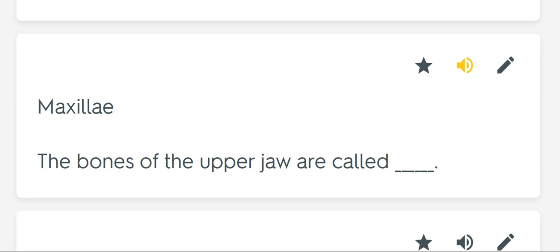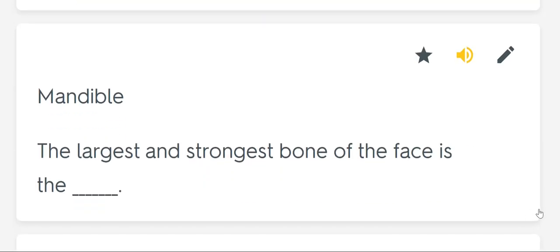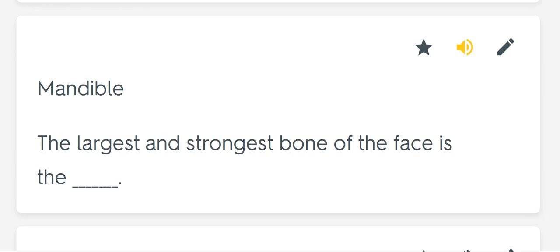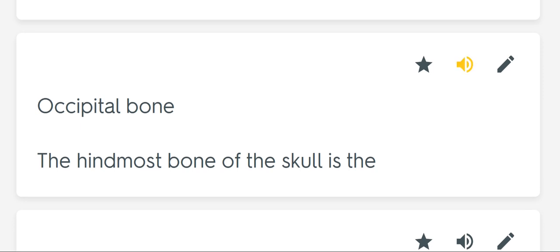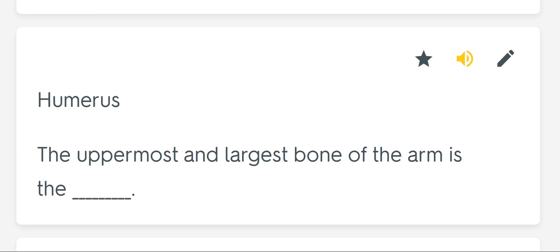Maxillae. The bones of the upper jaw are called blank. Mandible. The largest and strongest bone of the face is the blank. Occipital bone. The hindmost bone of the skull is the Humerus. The uppermost and largest bone of the arm is the blank.